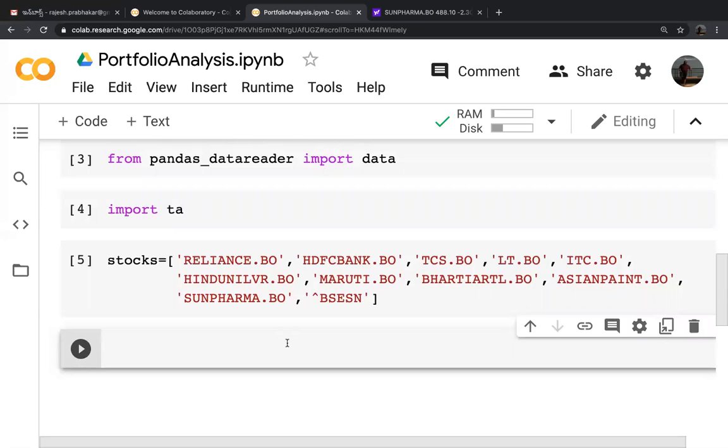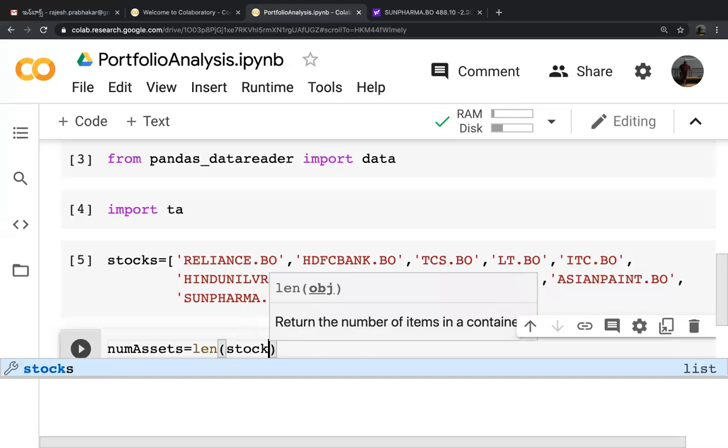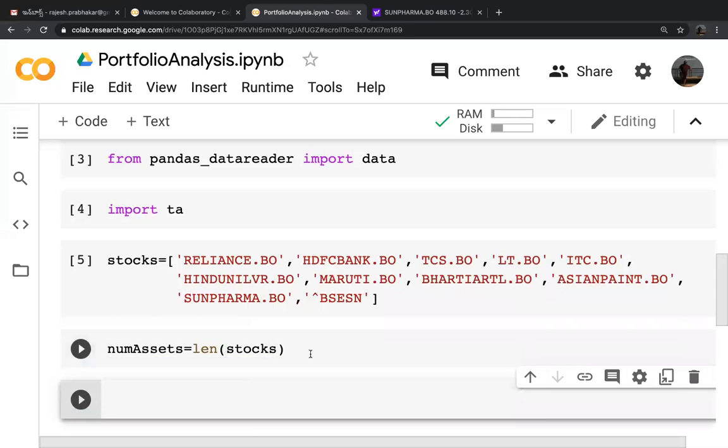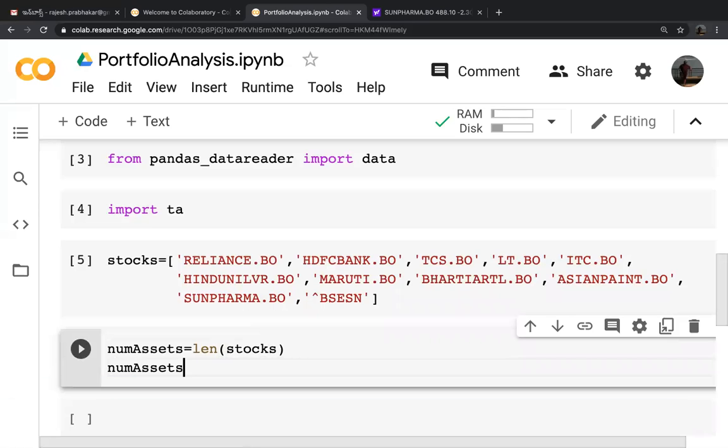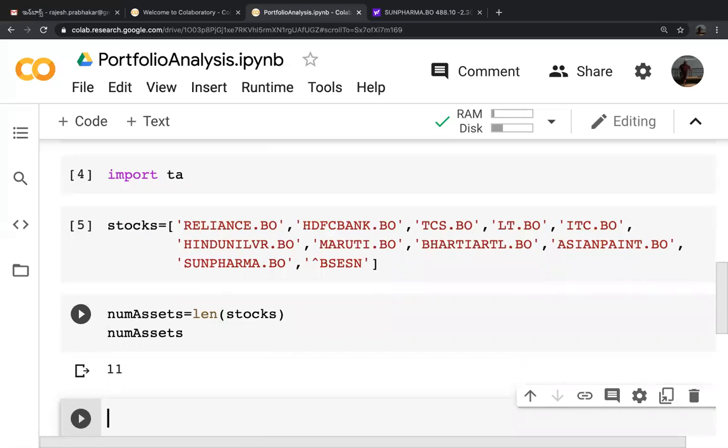Okay, all of you got the stock ticker? So basically, the number of assets we are looking at is the length of stock. So the number of assets in our portfolio is 11: 10 stocks and 1 index.